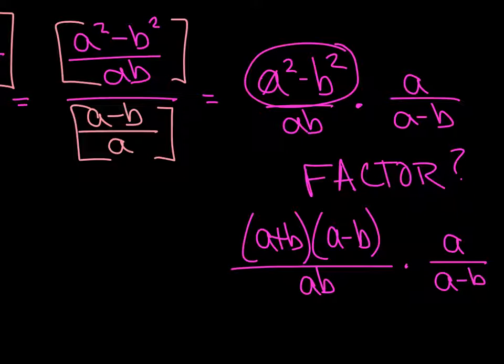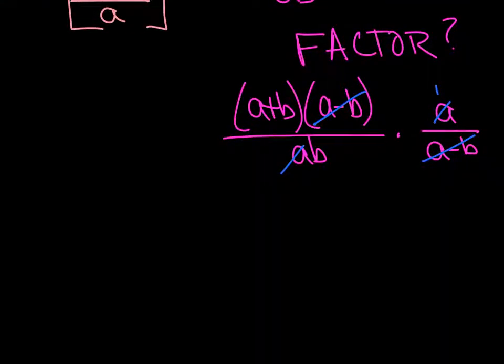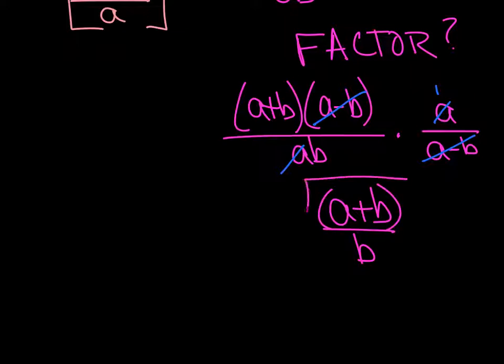And my absolute favorite part, let's cancel like terms. A divided by a makes a 1. And what should my final answer look like? I got an a plus b on top. I got a b on the bottom. This b's in jail, so there's my final answer.